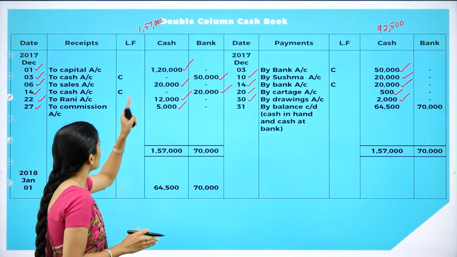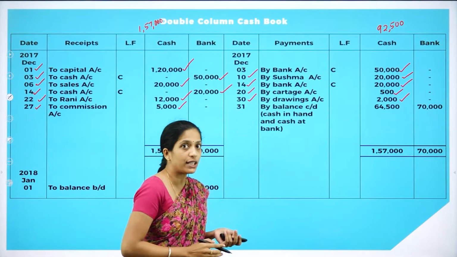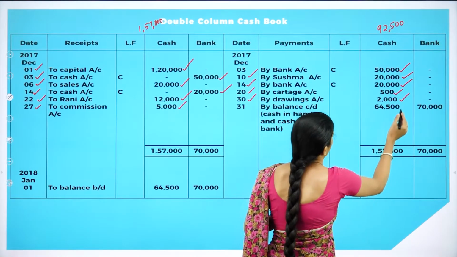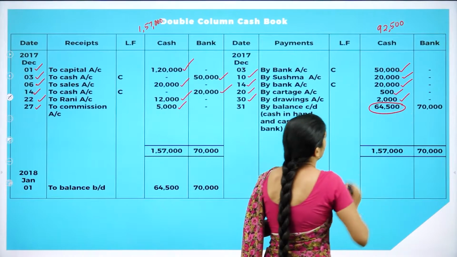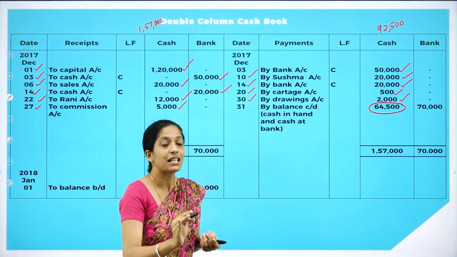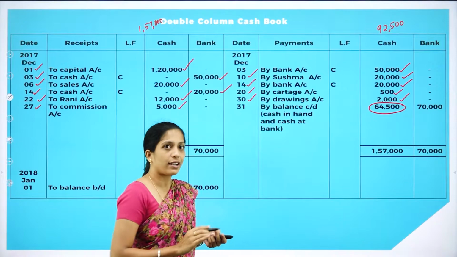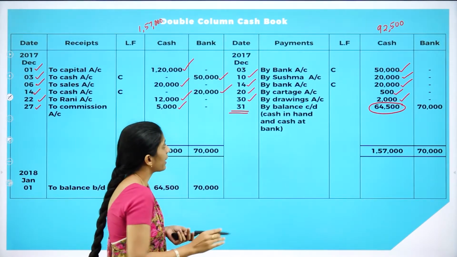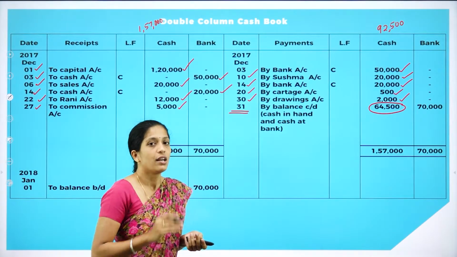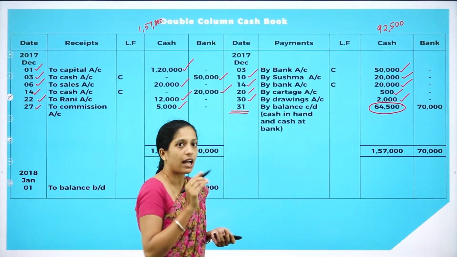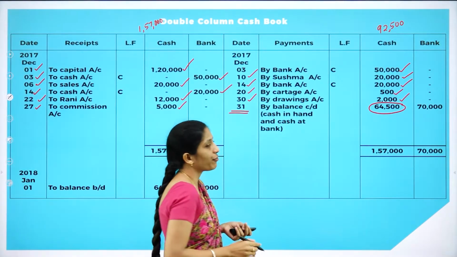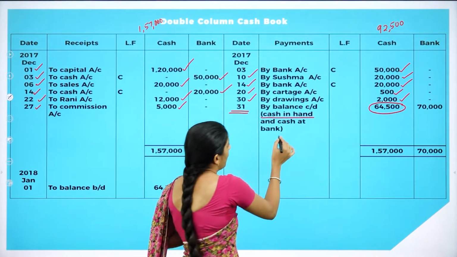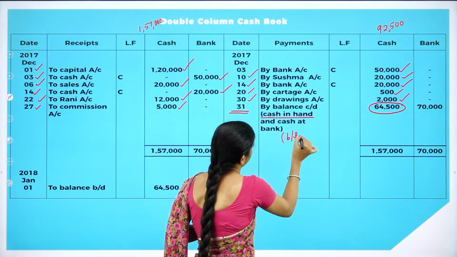Now the receipt side is more than the payment side. So what are you going to do? We'll record 1,57,000 on both sides. Then 1,57,000 minus 92,500, so we'll get 64,500. This is the balancing figure. Now how to record this balancing figure? At the end of the month, that is the end of December, we'll record it as by balance carried down. In the bracket, you will write cash in hand and cash at bank. Now 64,500 is what? It is cash in hand, and it is the balancing figure we got.